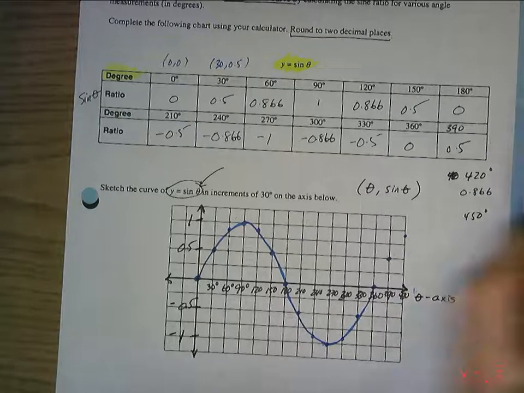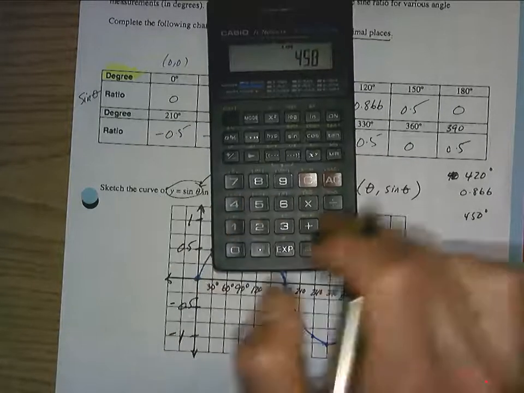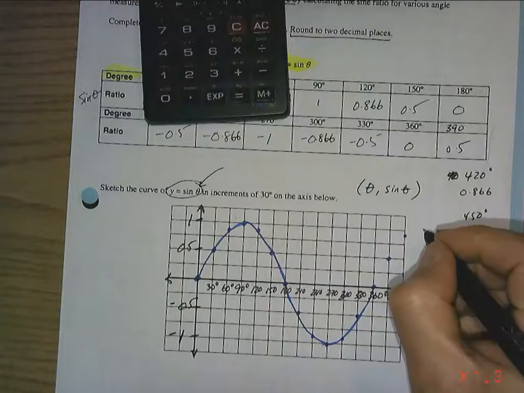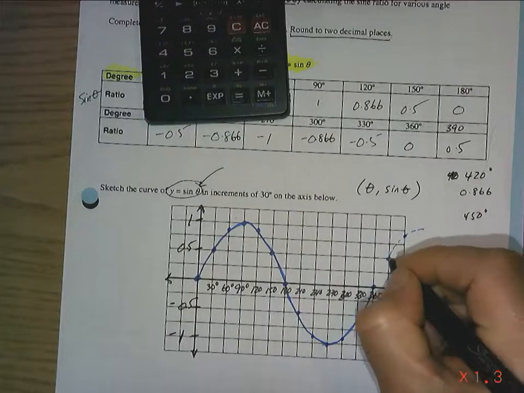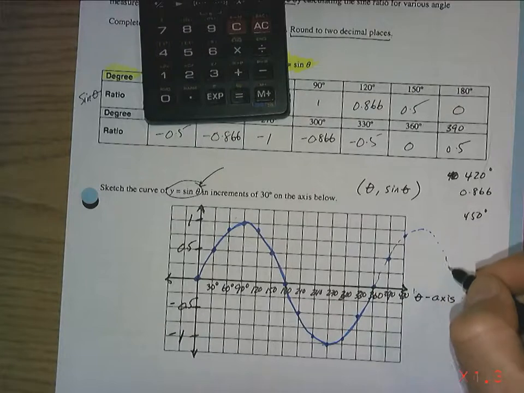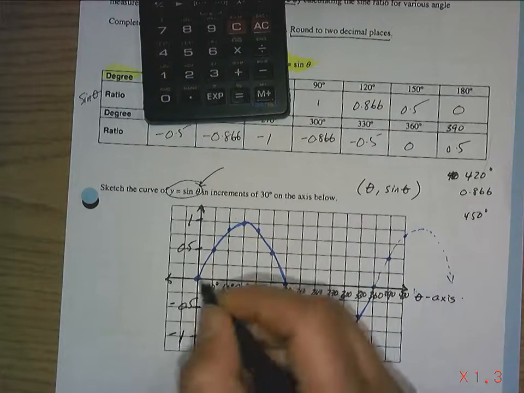450 is going to give me, what do you think? I have an idea. Did you get one? And it's going to look like that. And what do you think is going to happen? It's going to start to come down. What do you think would happen over here?